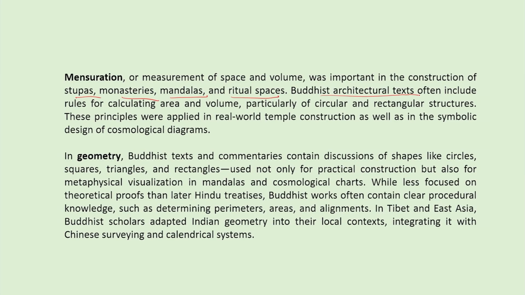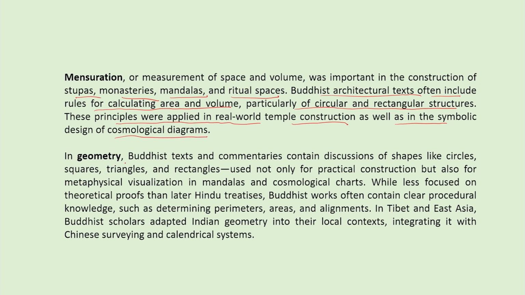On the basis of astronomical calculation, they built their monasteries and stupas, and they also performed their prayer on the basis of this calculation. So, their mathematical and astronomical knowledge is significant. Buddhist architectural texts often include rules for calculating area and volume, particularly of circular and rectangular structures. These principles were applied in real world temple construction as well as in the symbolic design of cosmological diagrams.